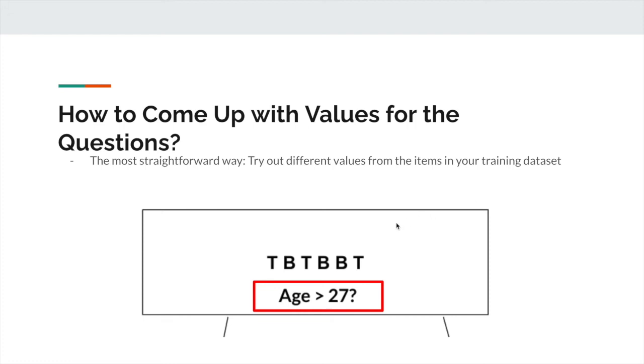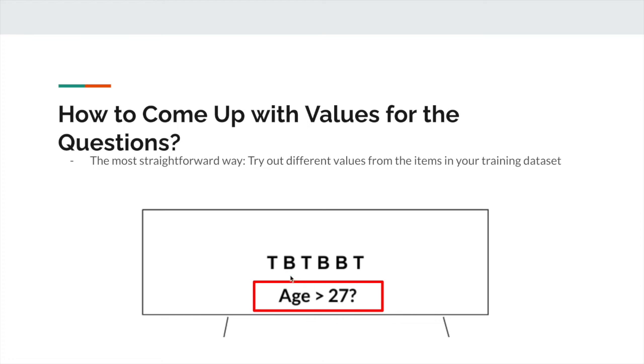So one thing that you may be wondering is how to come up with these values, right? So when we said age is greater than 27, why can't this be like age is greater than 3 or age is greater than 59 or whatever? Usually, the most straightforward way to do this is to just iterate over all the elements in your training set and then try out different questions, like different values based on the actual features of your training entities, right?